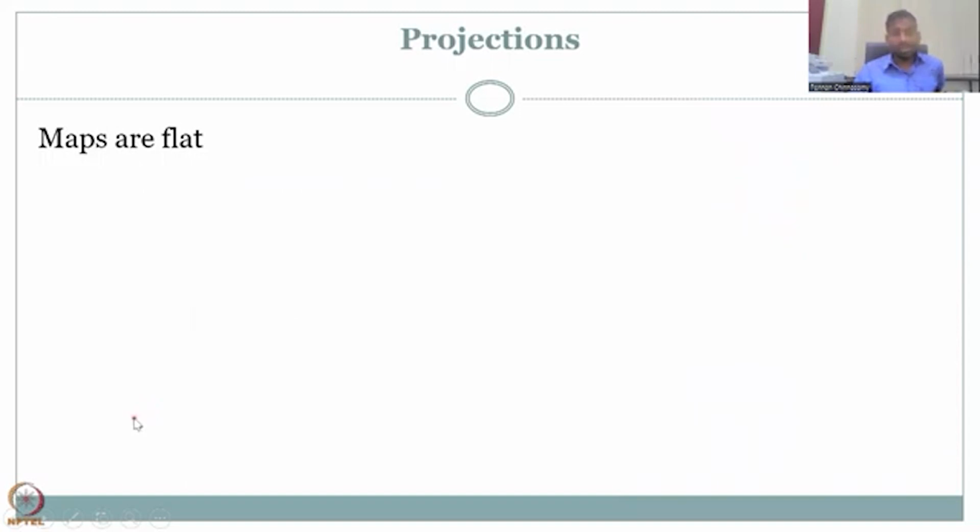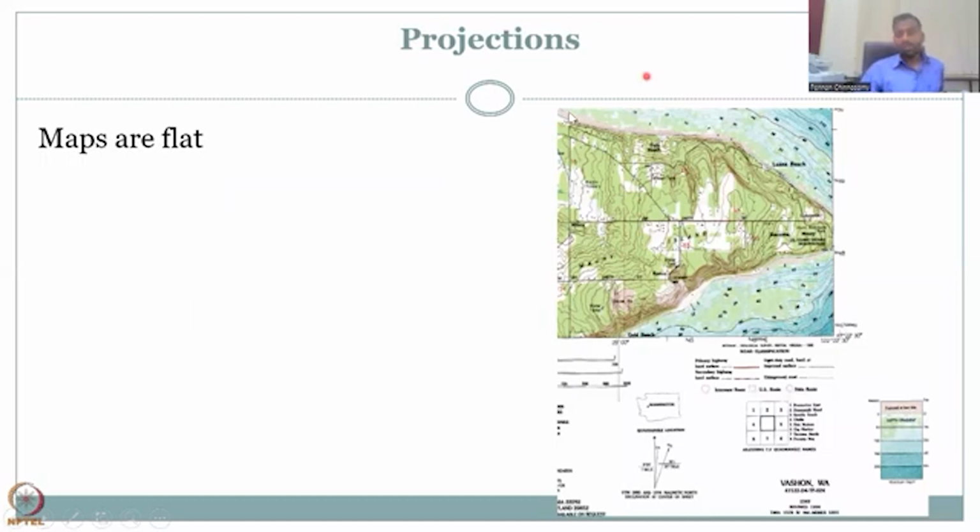As I said, the maps are flat. Maps are a 2D surface, right? So a map is a paper, and in that paper you want to bring all the information. When I say map, it's also the GIS map, because GIS is an electronic version of a map, a digital version of a map, right?